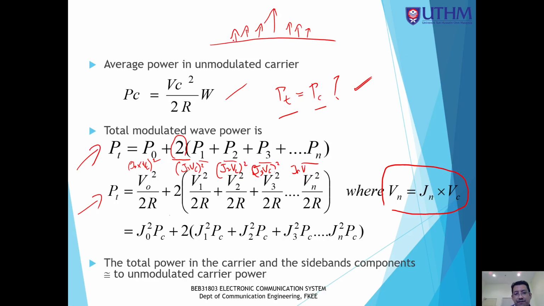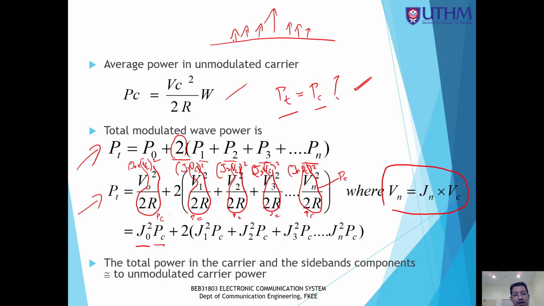And this is Jn Vc square. Okay, so you see that in each component we have Vc square over 2R. We have Vc square over 2R, Vc square over 2R, and so on. So in each of the components we have the Pc, which is why we put it like this, J0 square Pc. Okay, because we have a Pc over here, Pc, and so on.